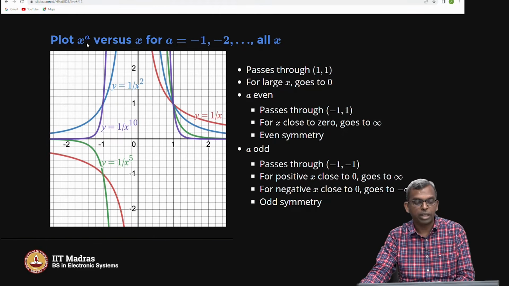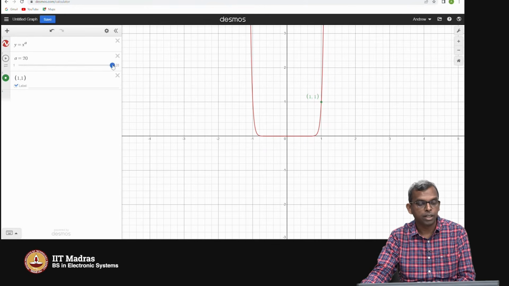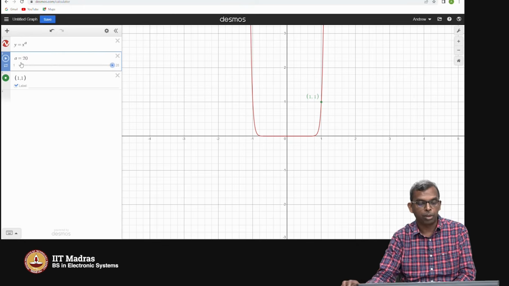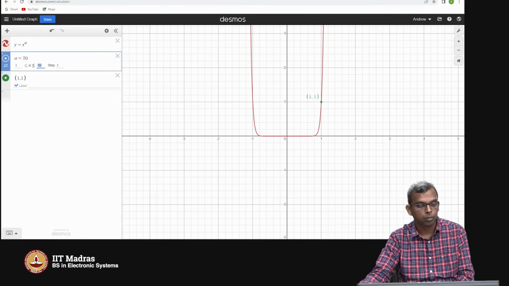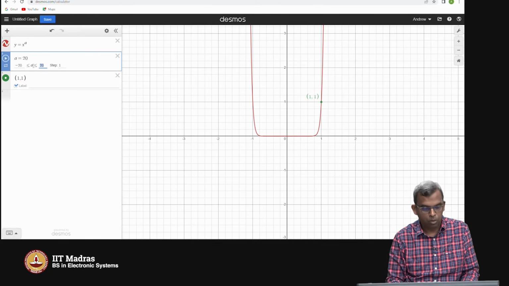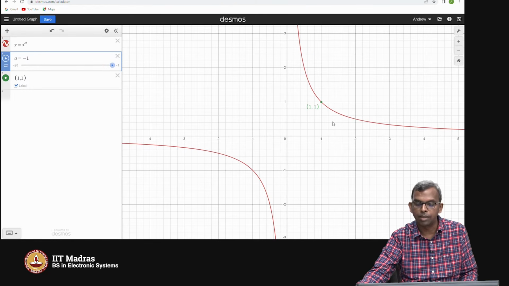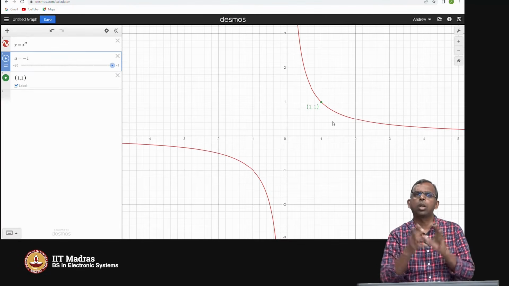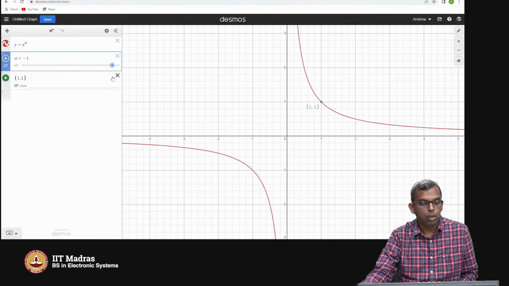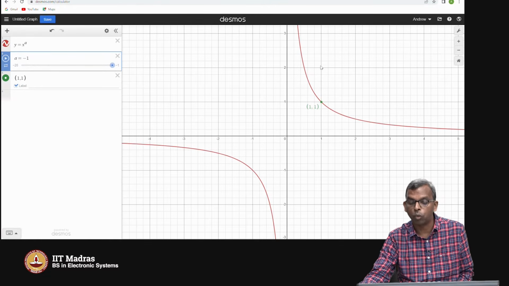So here is a picture of x to the power a versus x when a is minus 1, minus 2, and so on, and for all x. Once again, let me go to Desmos and change my a to go from minus 20 to minus 1. Okay, so that's the picture here. So this is a equals minus 1. Let's look at this plot now. This is a new plot that we are seeing. When a is minus 1, you have 1 by x. So this plot is actually the plot of 1 by x.